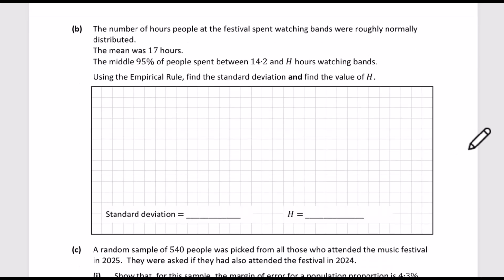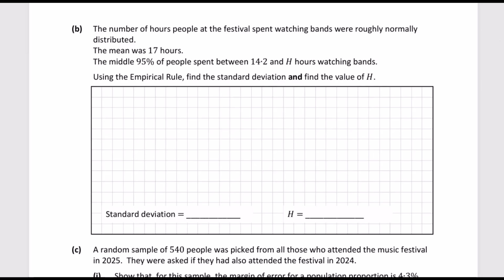The number of hours people at the festival spent watching bands were roughly normally distributed. The mean was 17 hours. The middle 95% of people spent between 14.2 and H hours watching bands. Using the empirical rule, find the standard deviation and find the value of H.